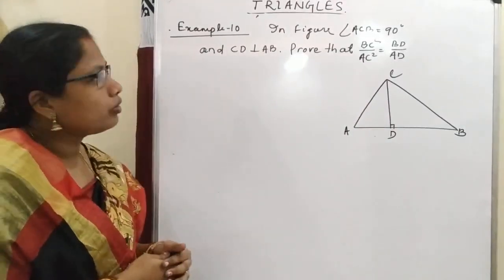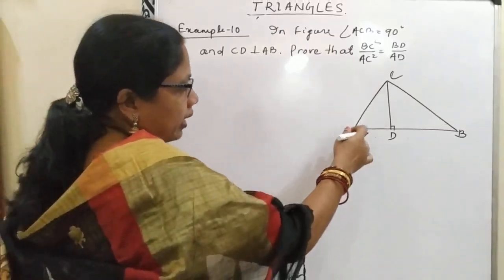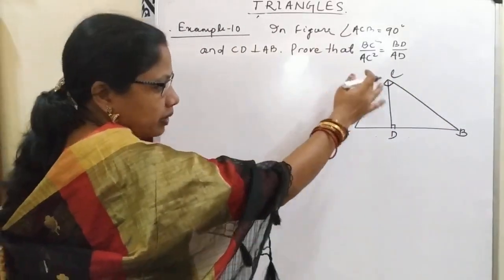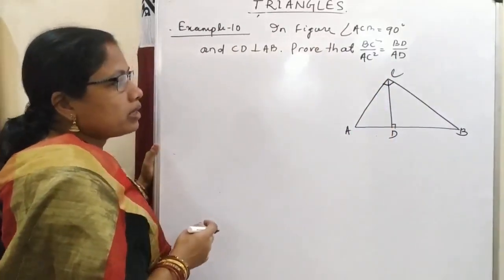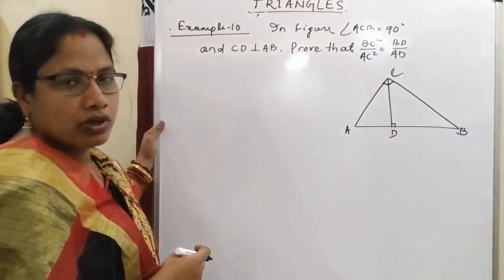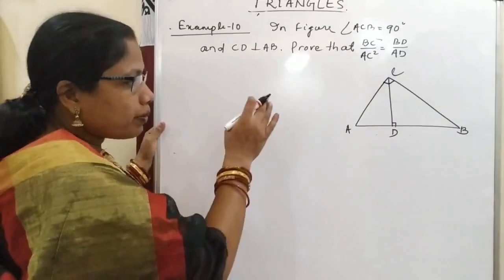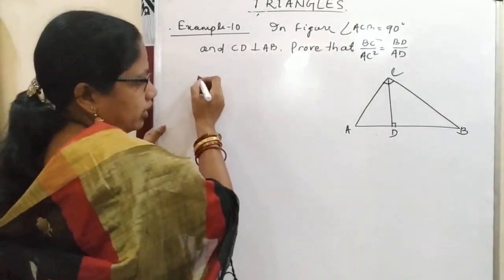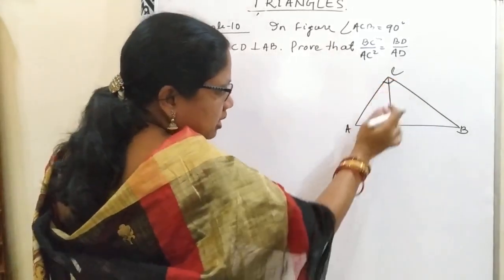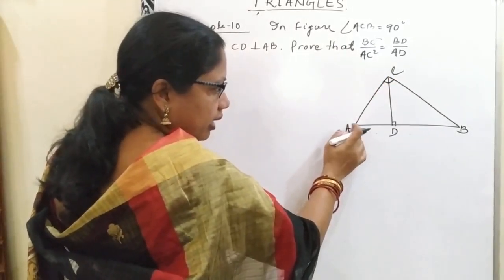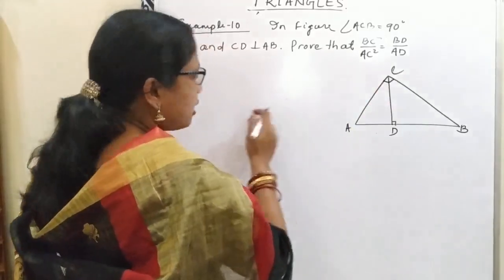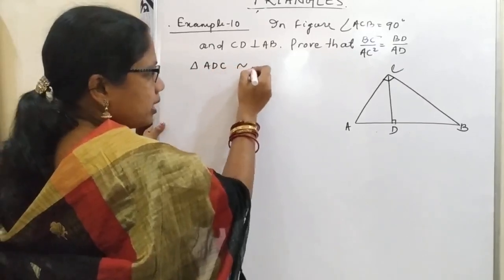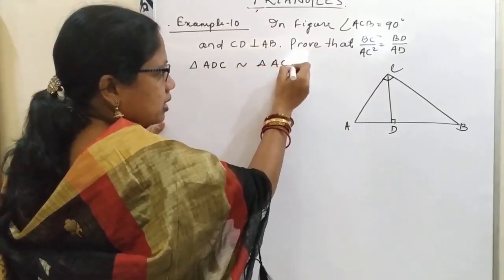Example 10 of your book. In the figure, angle ACB is 90 degrees and CD is perpendicular to AB. Prove that BC square by AC square is equal to BD by AD. So we have to prove this by using Pythagoras theorem. We know in triangle ACB, angle C is 90 degrees, and in triangle ADC also angle D is 90 degrees. So triangle ADC is similar to triangle ACB.